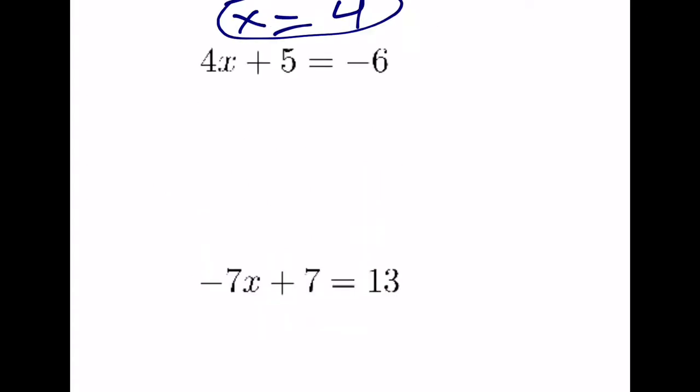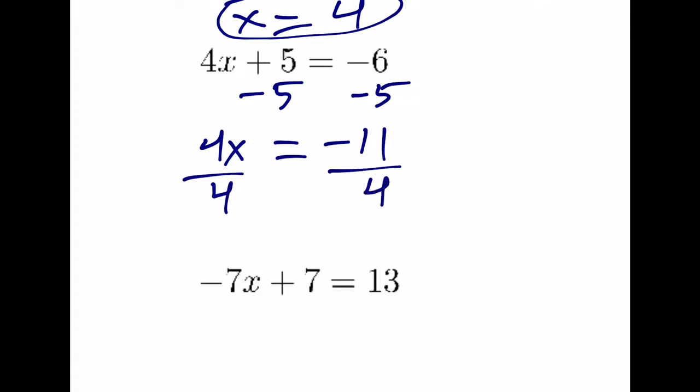Moving down, minus 5 from both sides. 4x is equal to negative 11. Divide both sides by 4. The 4's cancel out. We have negative 11 fourths because that cannot be reduced.